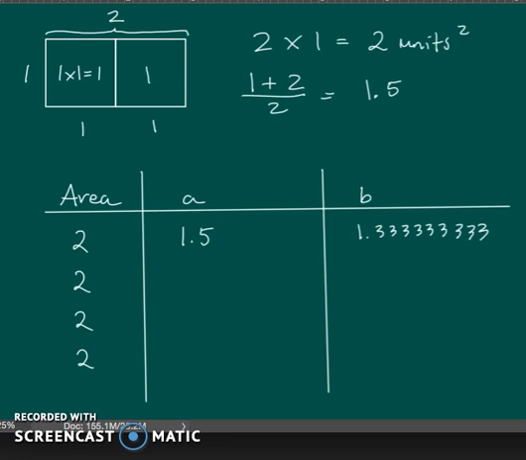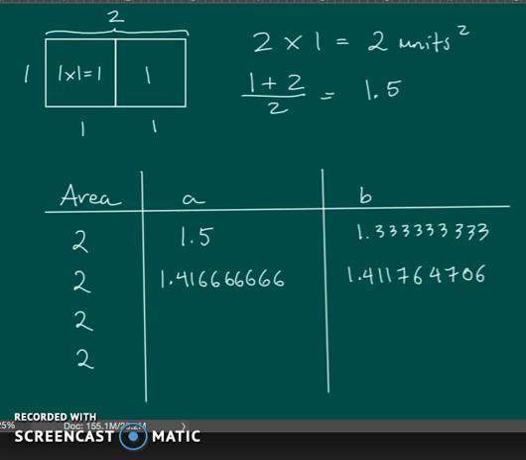Our side lengths A and B are kind of close together, but we definitely don't have a square yet. So we will continue in the same way we did for the first example by finding an average of our current A and B. So I'm going to add 1.5 to 1.3 repeating and find the average of those two. And I will get 1.41666 repeating. And in order to find the corresponding side B, I will divide 2 by 1.416 repeating, and I get 1.411764706.